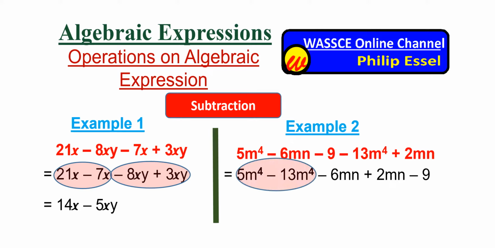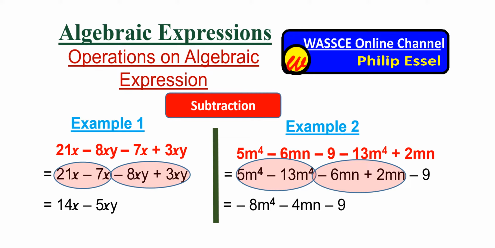5m exponent 4 minus 13m exponent 4 would form our first set of like terms. Then negative 6mn plus 2mn would form the second set of like terms. As for the negative 9, it wouldn't have any partner, so we'll leave the negative 9 the way it is. It will stand alone without any partner.